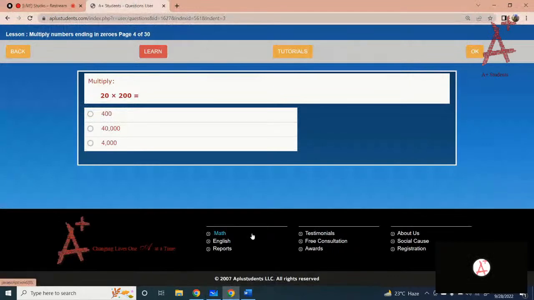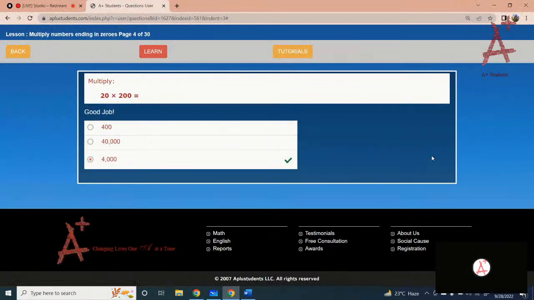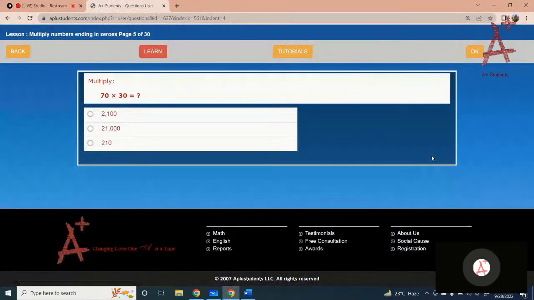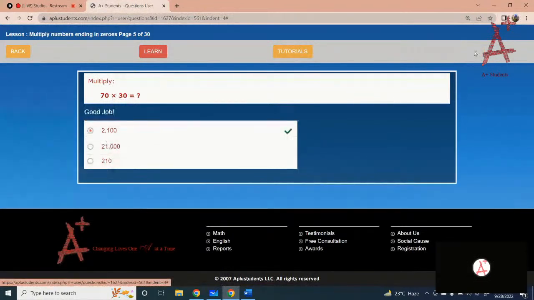Okay, then the next one is 20 times 200. Do you know the answer? Which one is it? It is 4,000. 2 times 2 is 4. And then you have two zeros for 200 and one for 20. That means collectively you have three zeros. Just add the three zeros. So it is 4,000. Got it? Okay, good. The next one is 70 times 30. So just multiply the digits. 7 times 3 is 21. And then you have one zero with 70 and one with 30. That means you have two zeros. So it makes 2100. Got it?